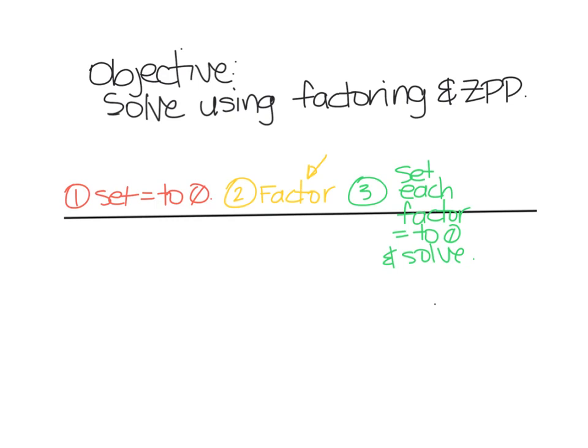So our objective today was to review solving using the ZPP, the zero product property that we learned yesterday, and also to focus more on factoring. And our big skill that we practiced today was setting an equation equal to 0. So remember, we can only use this zero product property solving method if we have already set our equation to 0.